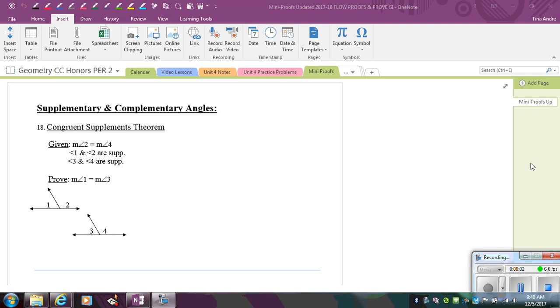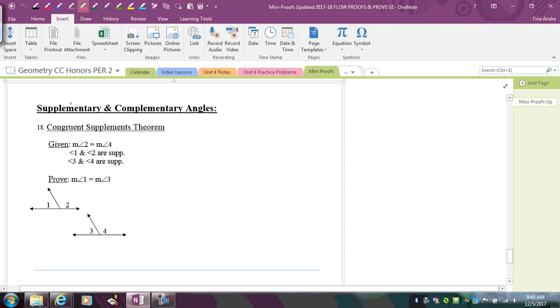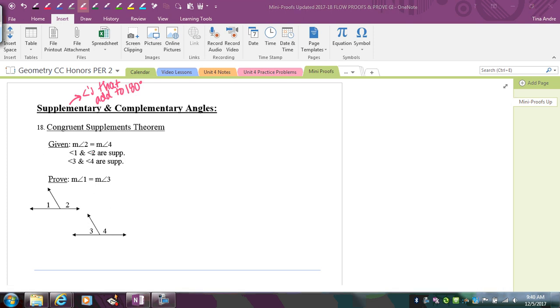In this video, we're going to look at two more theorems that we can use in proofs, so two more mini proofs. The first one is called the congruent supplements theorem, and it has to deal with supplementary angles. Remember, supplementary angles are angles that add to 180 degrees. So let's make a note here: angles that add to 180.